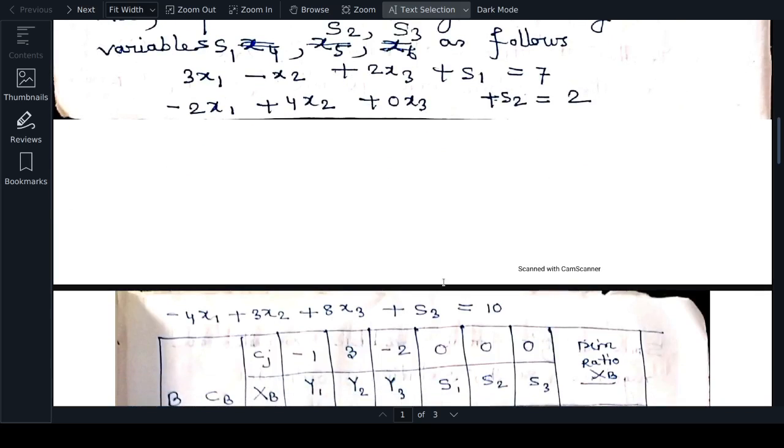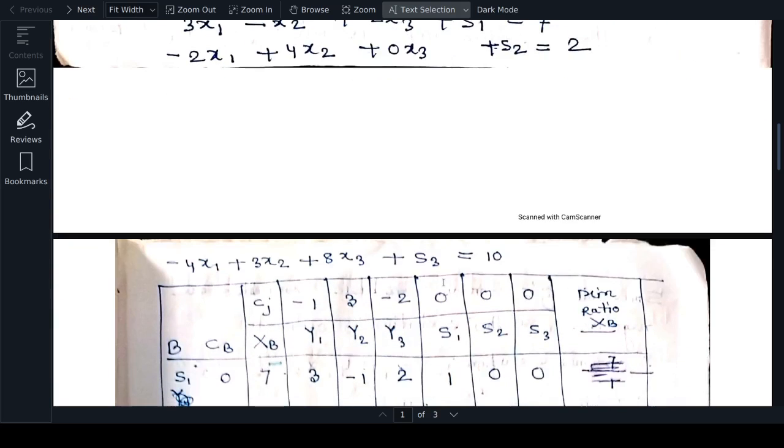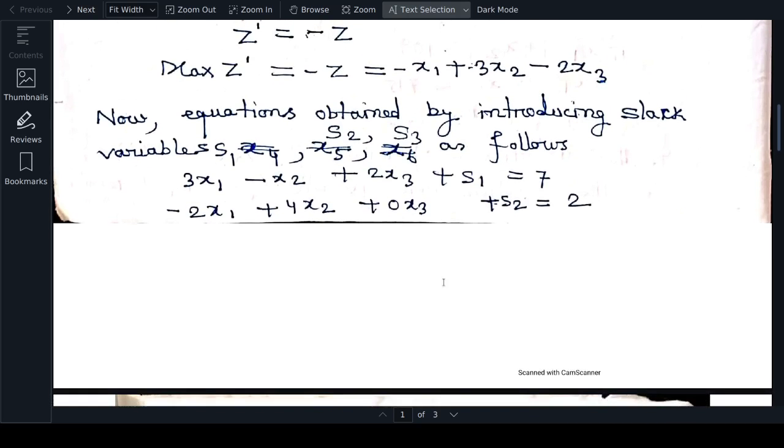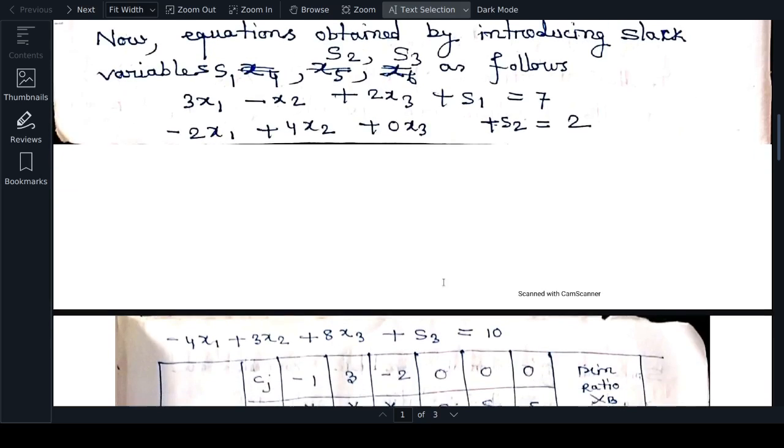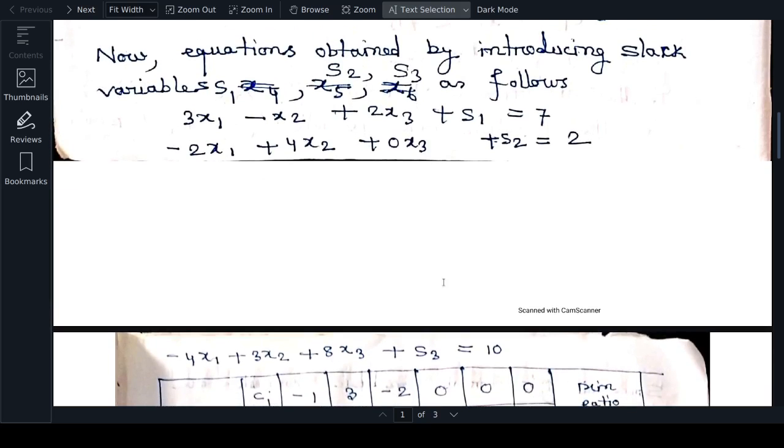So here I have written, in the first page, the equations obtained by introducing slack variables s1, s2, s3 as follows. For the first constraint we use plus s1, for the second constraint plus s2, and for the third constraint plus s3.